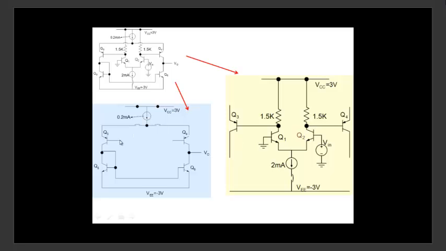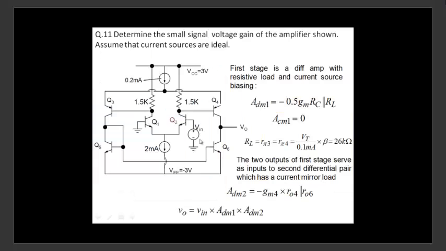So you can calculate now for this current mirror what is the net differential input voltage for this current mirror. Net differential input voltage, which is what? V01 minus V02. And now this is a current mirror. This is a differential pair with current mirror load. So eventually what happens is this. ADM1 is 0.5 GM times RC parallel RL. RL is R pi 3 parallel R pi 4, VT by this. So it comes out to be 26K.